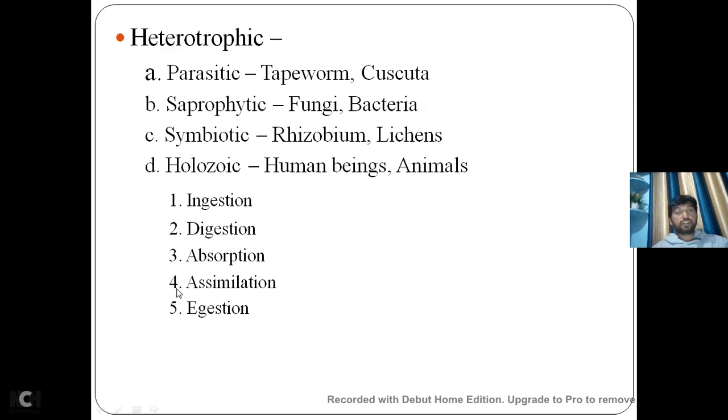Then assimilation. Assimilation is nothing but the utilization and distribution of the absorbed simple nutrients. Wherever there is a requirement, they will be distributed and utilized for day-to-day activities as a source of energy. And egestion is the removal of waste from the body. Right? All these steps, ingestion, digestion, absorption, assimilation and egestion, we are going to study in depth when we study the complete human digestive system in the next class.